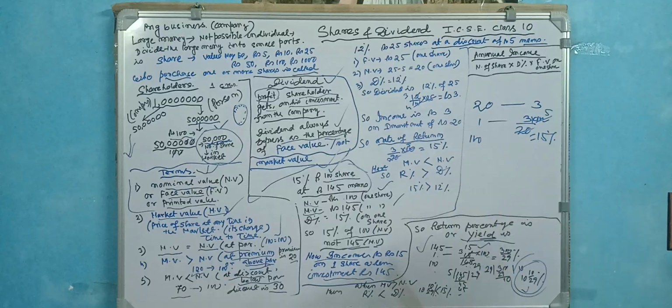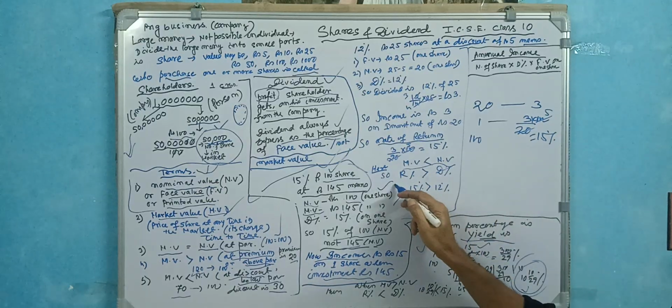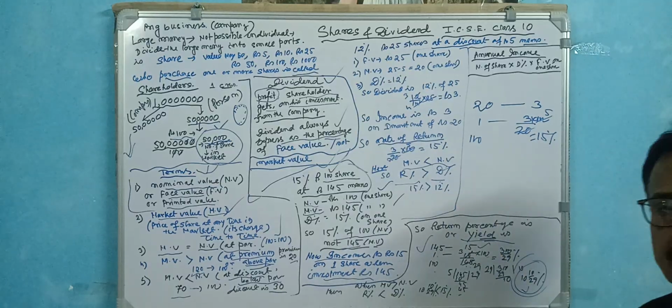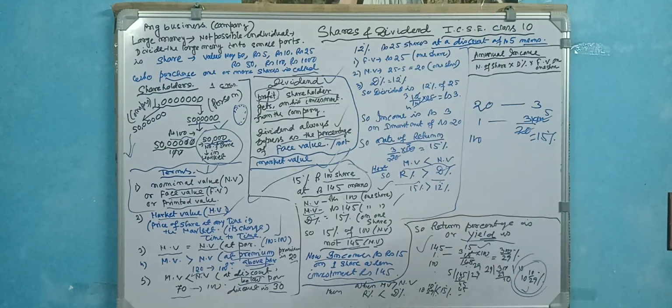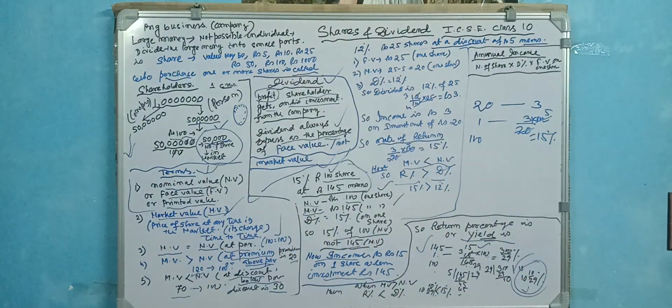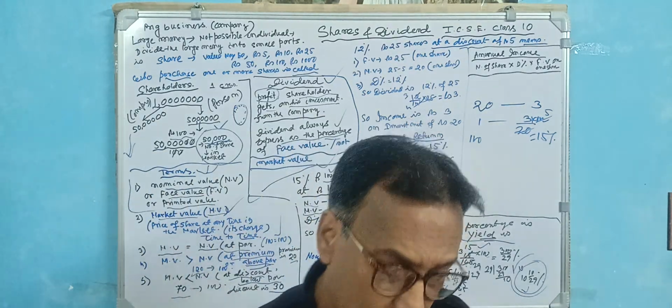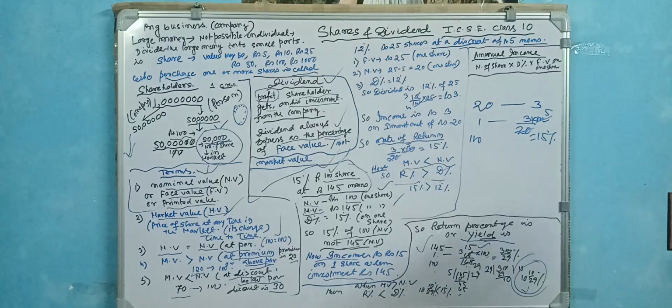MB less than NB, that is, when the market value is less than the nominal value, the percentage return is greater than the dividend percent. Clear to you? And annual income is this. This is actually the basic concept of shares and dividend. Okay, clear?